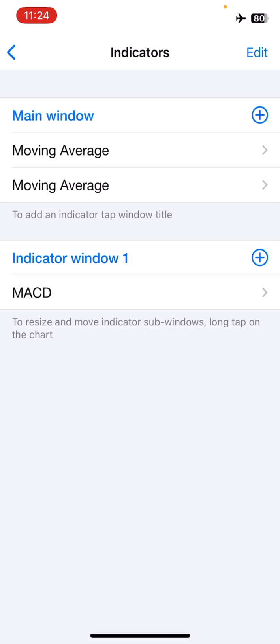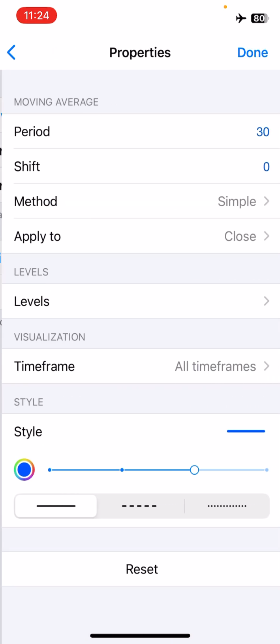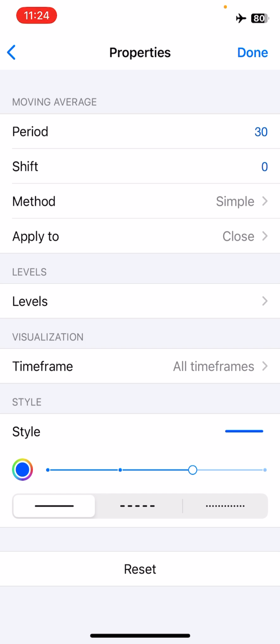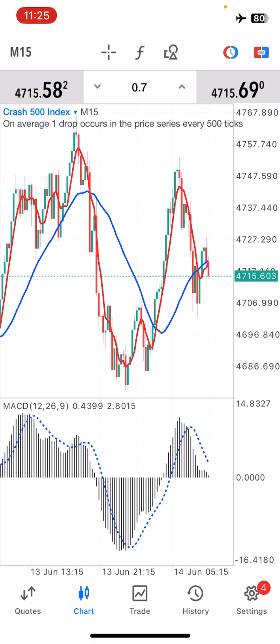We only have 3 indicators, so it's not much. The first indicator that you need is a moving average of period 30, shift of 0. The method is simple, apply to close, and on the visualization properties the time frame is all time frames, because like I said in the previous video, we can trade with this strategy on all time frames, whether you're on the 1 minute, the 5 minute, the daily, or any time frame. If you click done, we have that moving average.